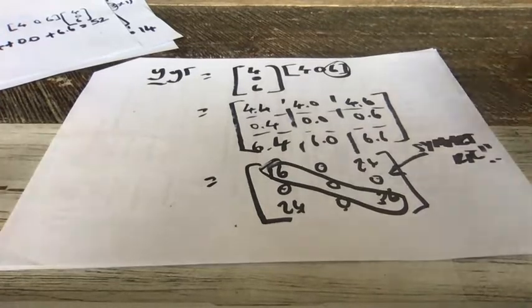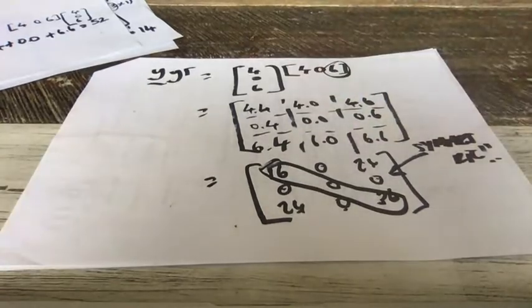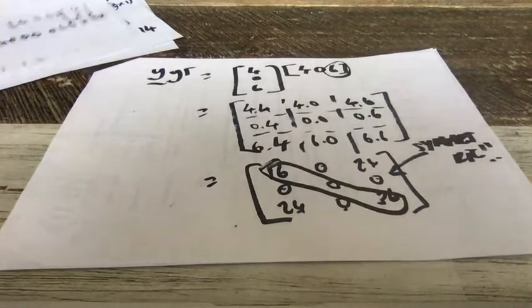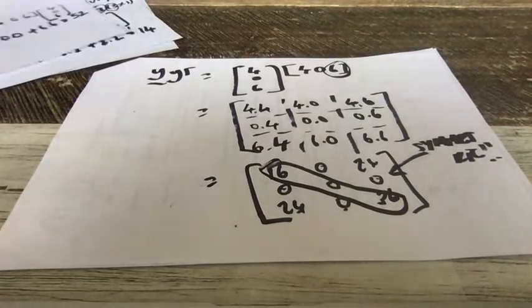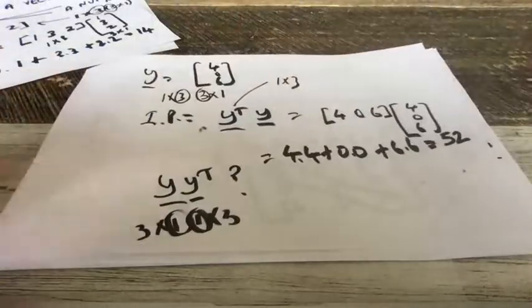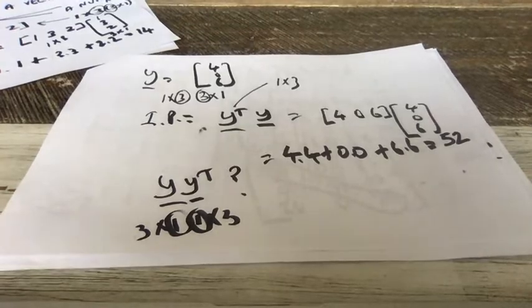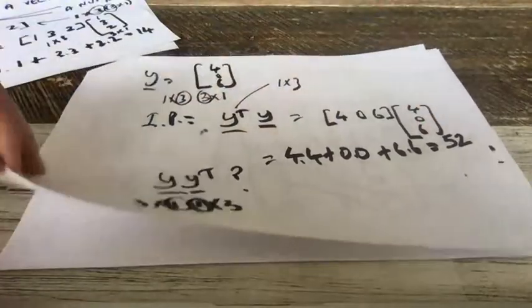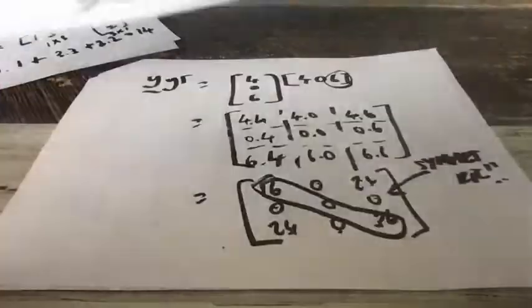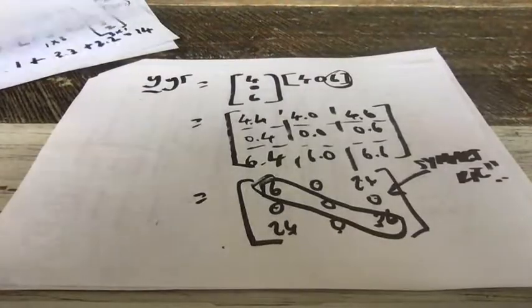Now, is this important for your engineering future? No, it's not really important. The other one that we talked about, the y transpose y, though, is much more important. That's the one we did before. So y transpose y is important. You get a single number.